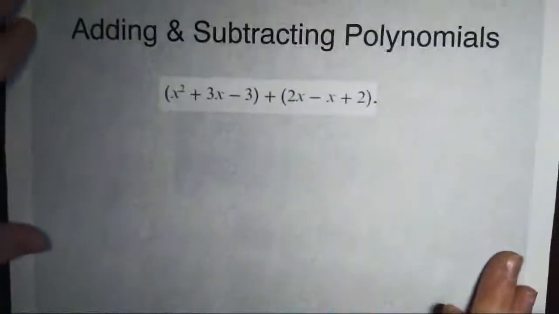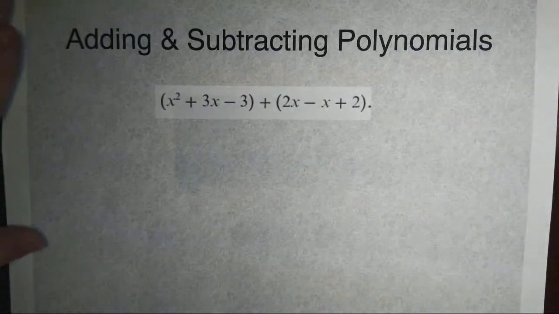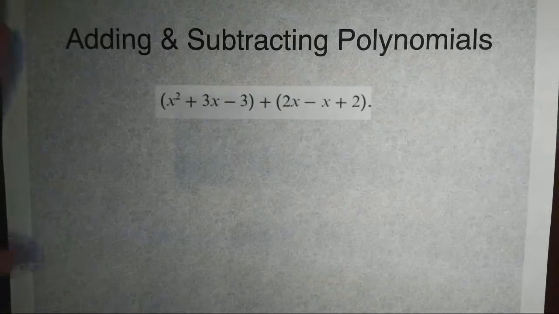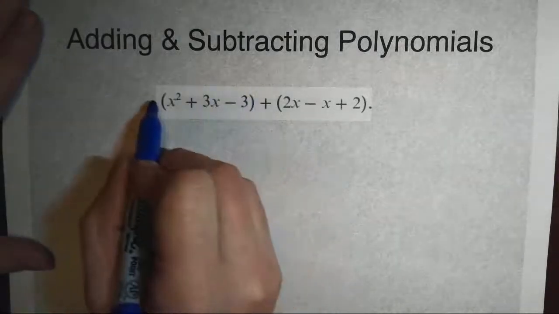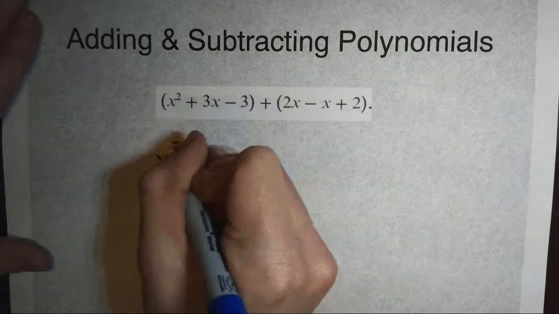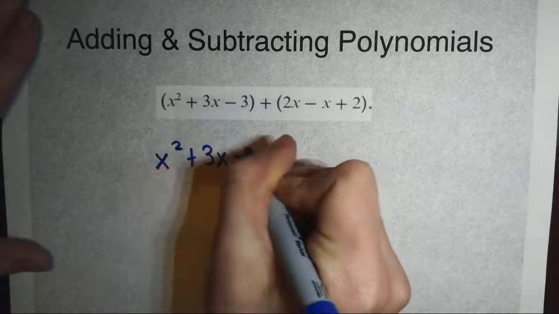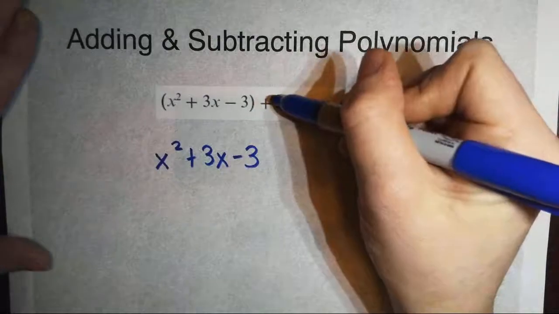All right, now let's add and subtract some polynomials. Now, all adding and subtracting polynomials boils down to, like I said, is combining like terms. Now, in this first set of parentheses, I have one polynomial. There's nothing in front of the polynomial, so I don't really need those parentheses. I can just rewrite it like this.